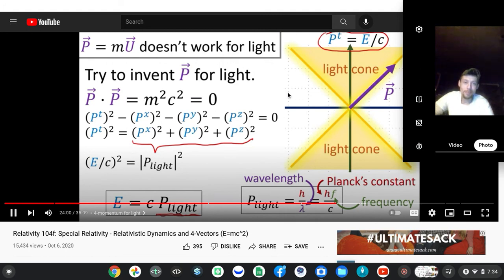So we've managed to define the 4 momentum for both massive objects and massless objects. But what's this thing?